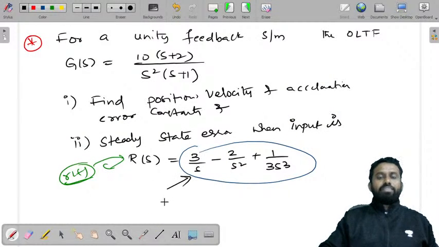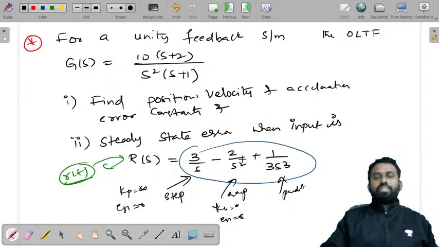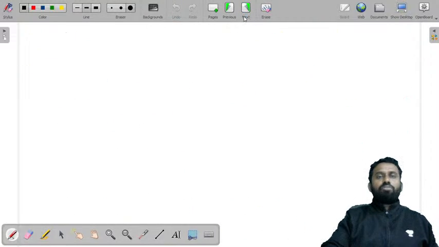See, this is 1 by s, a step input, this is 1 by s square, a ramp input, and 1 by s cube, a parabolic input. So what is the steady state error? You already know Kp is infinity, so ESS is equal to 0. Kv is also infinity, therefore ESS is equal to 0. So for these two inputs ESS is 0. And for the third one, Ka is equal to 20. Let's do that.